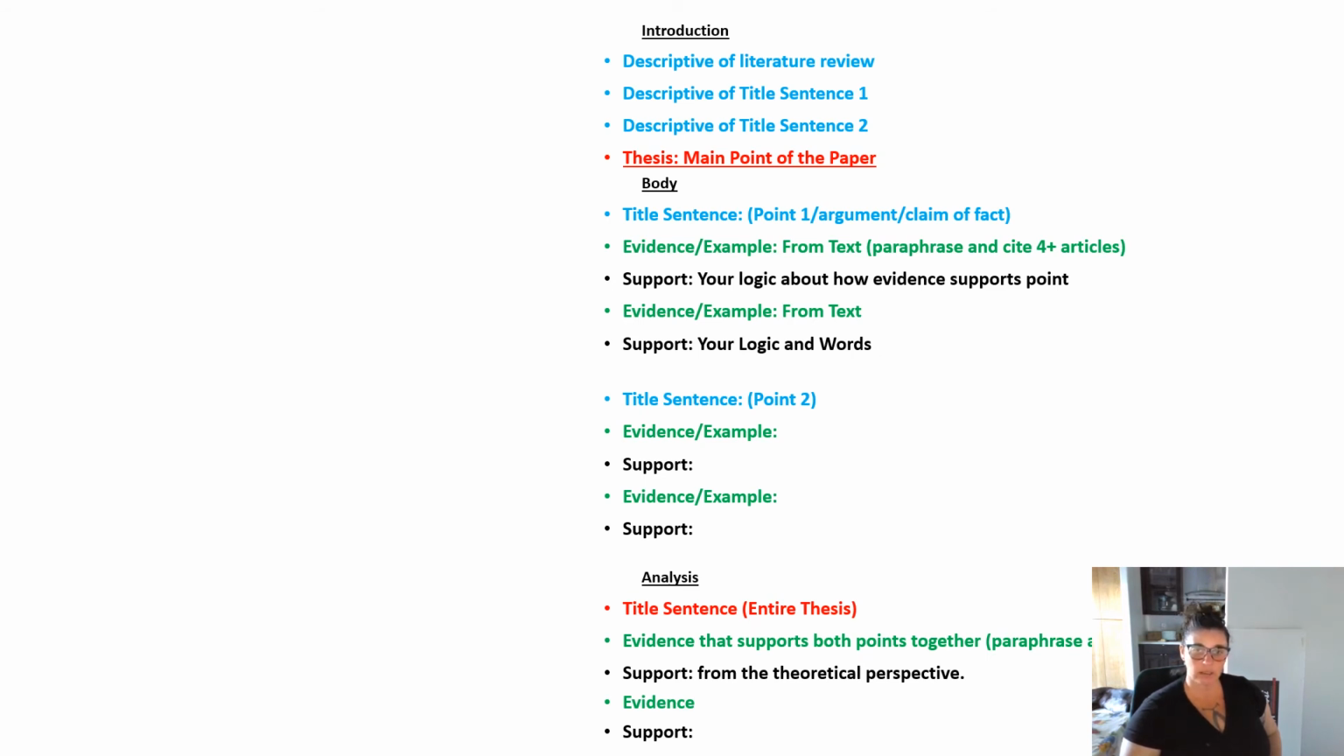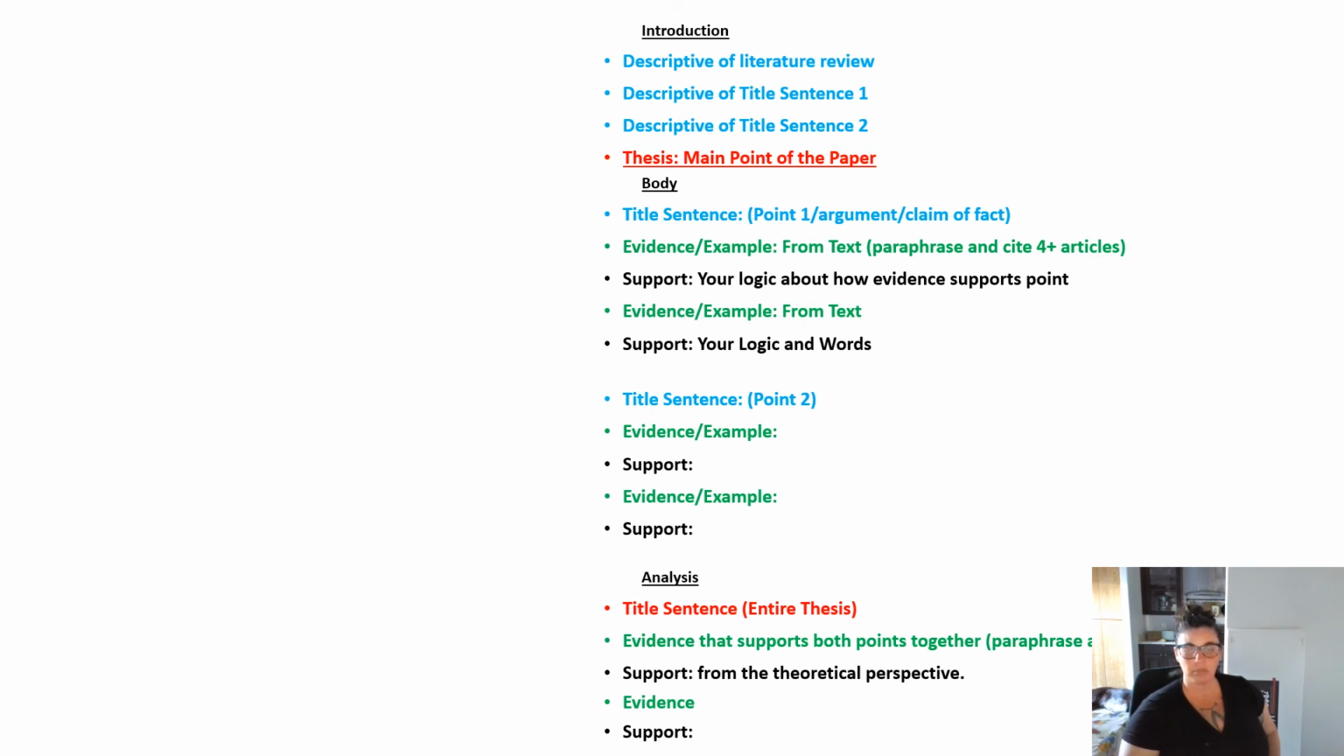Then the body, you would take that first theme, copy it, paste it in here. Second theme, copy it, paste it in here. Then I would go back to my synthesis grid, look at my evidence, paraphrase it into one sentence, put it here, make sure I cite it, paraphrase my second piece of evidence into one sentence, cite it, plug it in here. And then do the same thing for my second point with my evidence. Notice I skipped over the support.